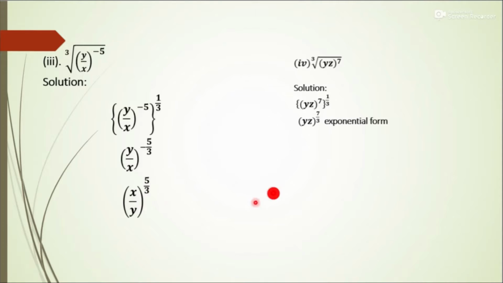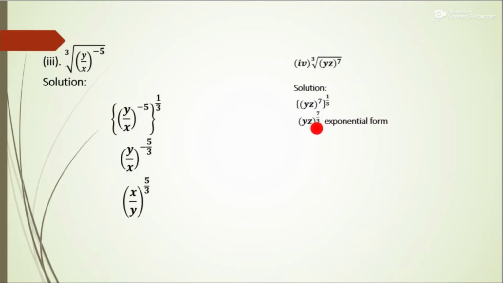Now question number 4, again the root of 3 in the form of index, we can change into exponential form. Now we can write yz to the power of 7, and we change the root of 3 into 1 upon 3 power. So yz to the power of 7 upon 3, 7 multiplied by 1 upon 3, is in the form of exponential form.